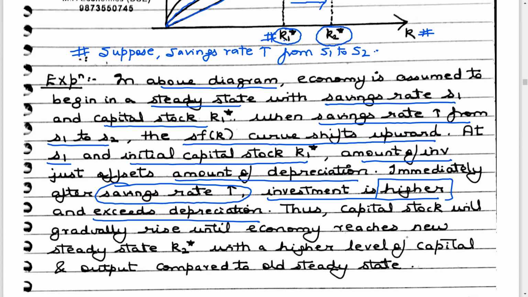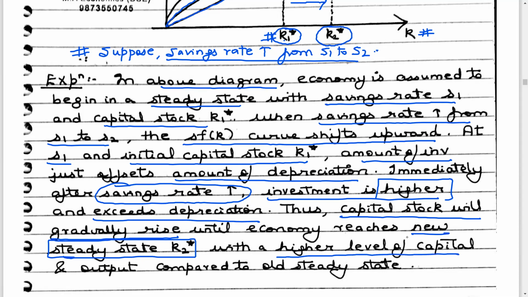When the savings rate was S1, then at K1 star investment was equal to depreciation. That is why K1 star was the steady state level. But the moment your savings rate went up, at K1 star investment becomes more than depreciation. As a result, capital stock will gradually rise till the economy reaches the new steady state, which is K2 star. You can clearly see that K2 star has a higher level of capital stock and output as compared to the old steady state.